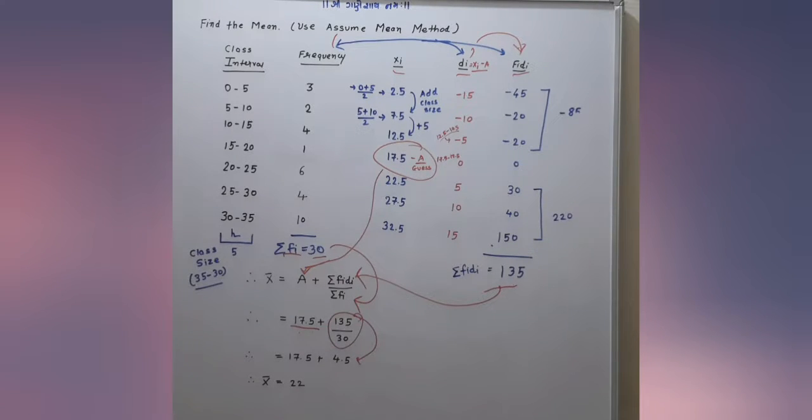In the last lecture we learned to find the mean using the direct method. Now we will learn the mean using the assumed mean method.